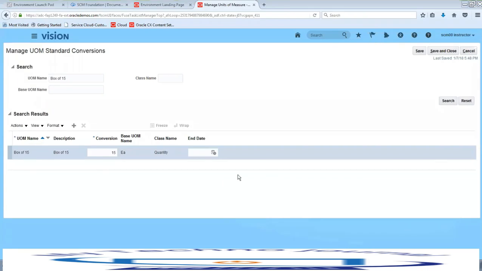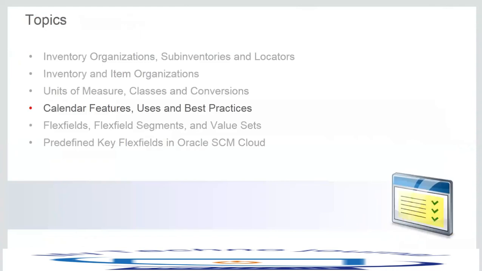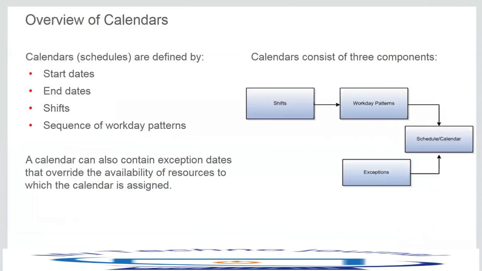Now that we have created a unit of measure, let us go back to the presentation and continue on the rest of the topics. The next topic is calendar features, uses, and best practices. The calendars or schedules are defined by the start dates, end dates, shifts, and sequence of workday patterns. So what is a shift? We all understand what a start date and end date are, so let us start off with shift.